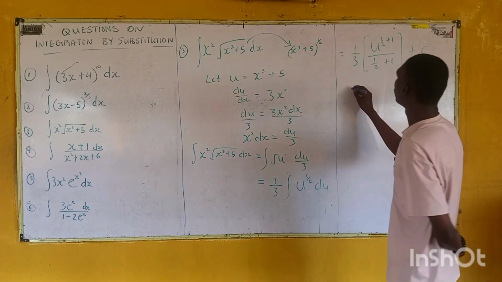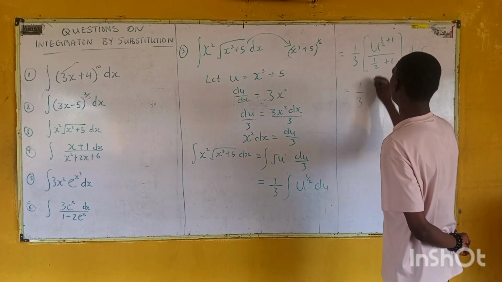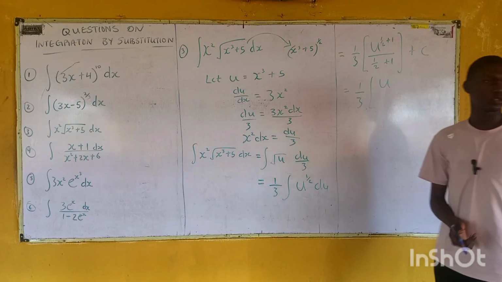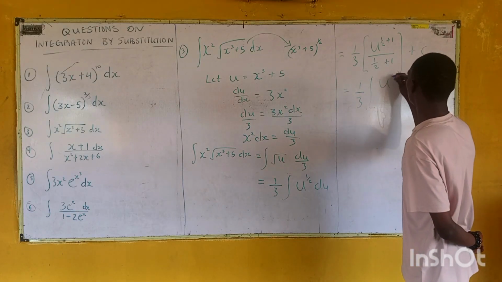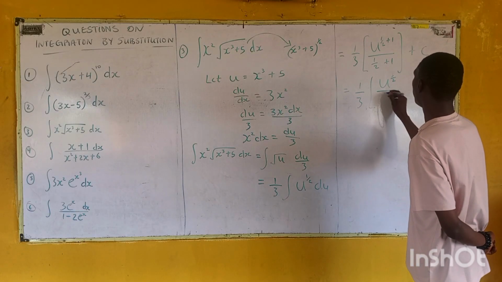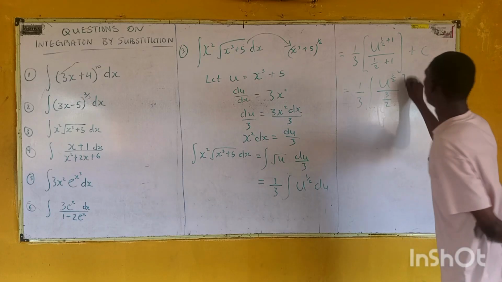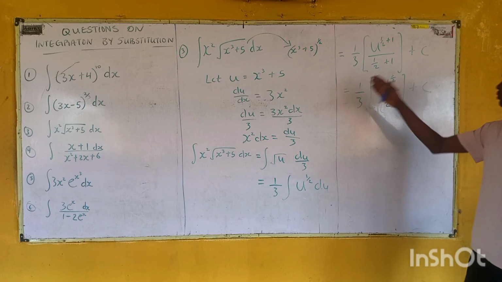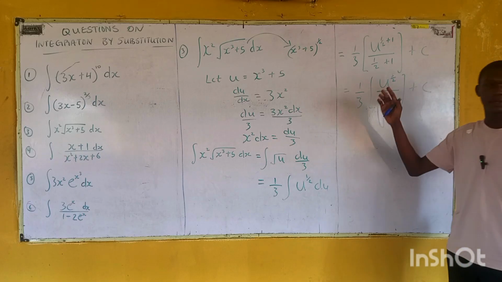Alright. So now we have 1/3 in bracket u raised to power 1/2 plus 1, which will give us 3/2, over 3/2, then plus c. In this case, we want to multiply the denominator by denominator, numerator by numerator.